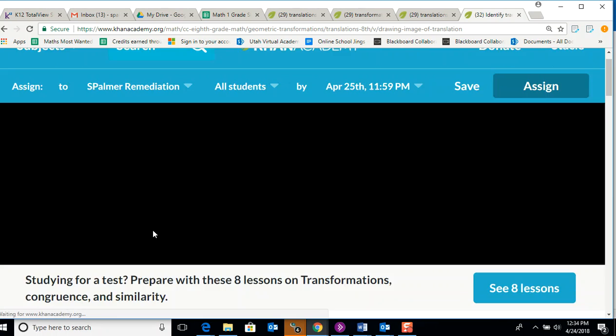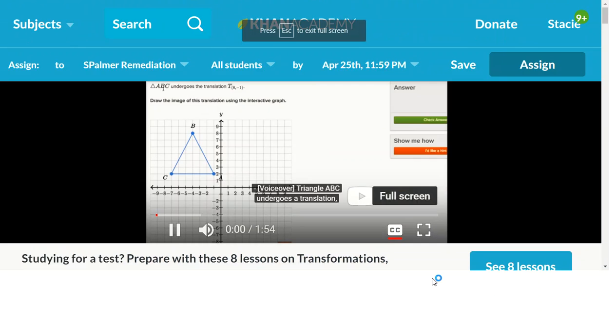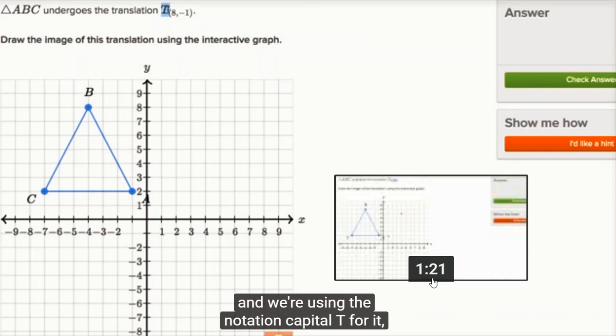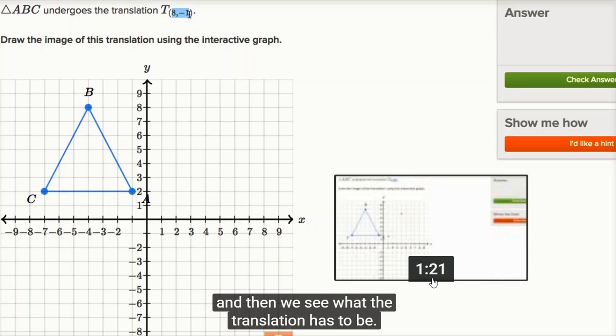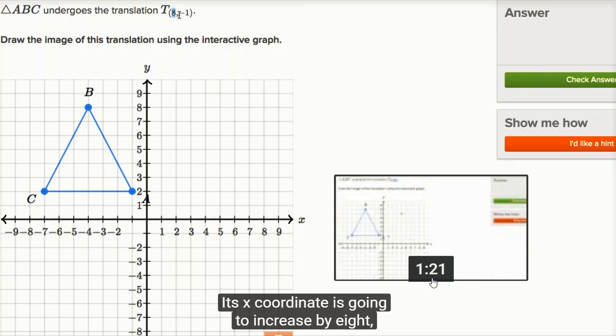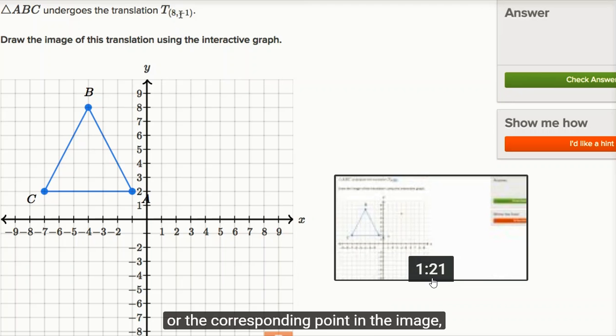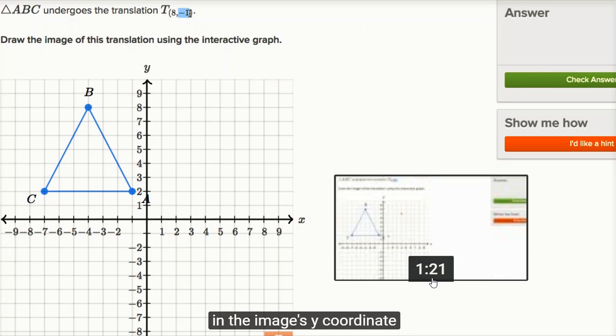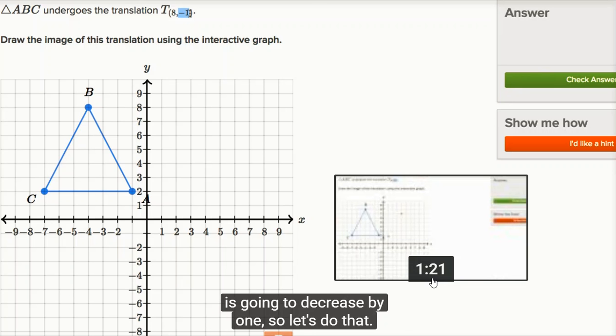The next part of our lesson is on triangle ABC undergoes the translation, and we're using the notation capital T for it, and then we see what the translation has to be. It's kind of small, I hope you can see it on your video screen. We're going to move positive 8. Every point here is going to move positive 8 in the x direction. Its x coordinate is going to increase by 8, or the corresponding point in the image's x coordinate is going to increase by 8, and the corresponding point in the image's y coordinate is going to decrease by 1.